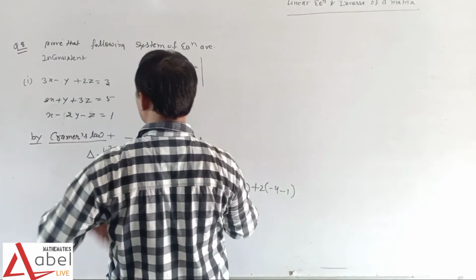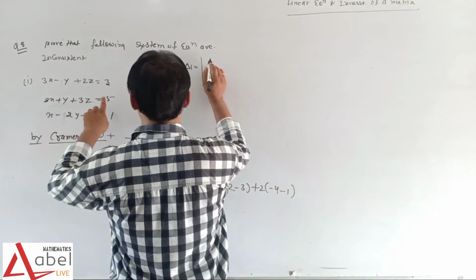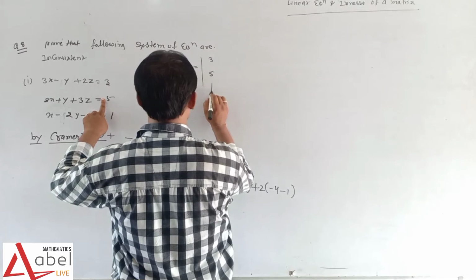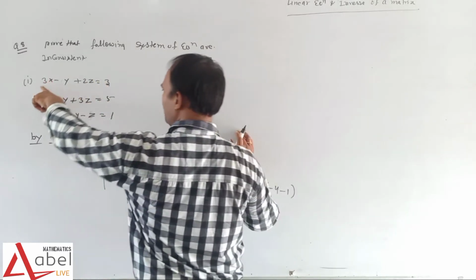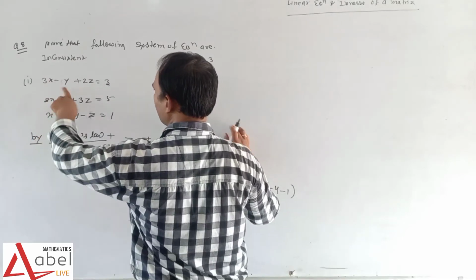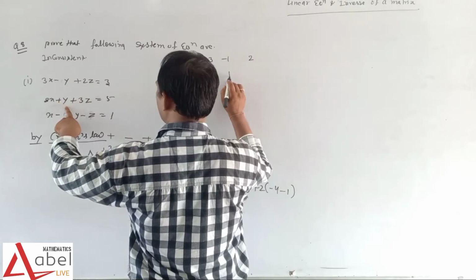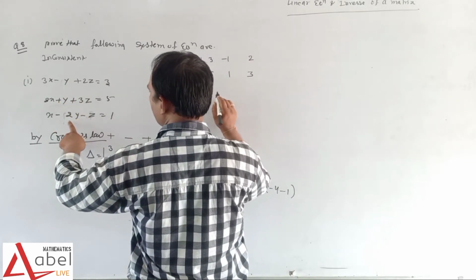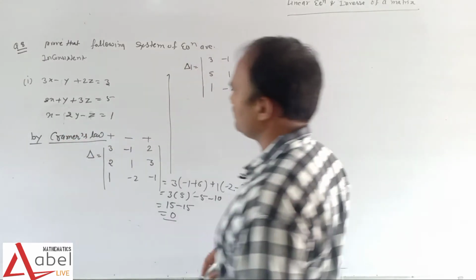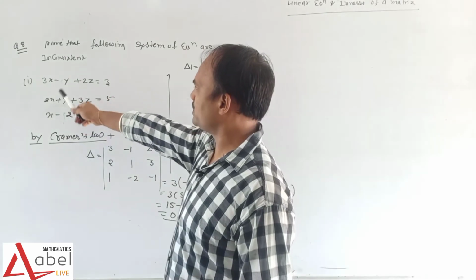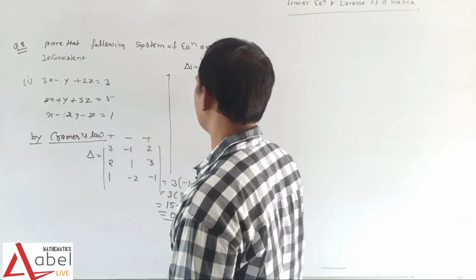When we are talking about delta 1, 3, 5, 1 replaces the x column, so it is 3, 5 and 1. You have to understand the process. You have to write 3, 5, 1 at the place of x. So 3, 5, 1 is here, and the other values are minus 1, 2, 1 and 3, minus 2 and minus 1, students.